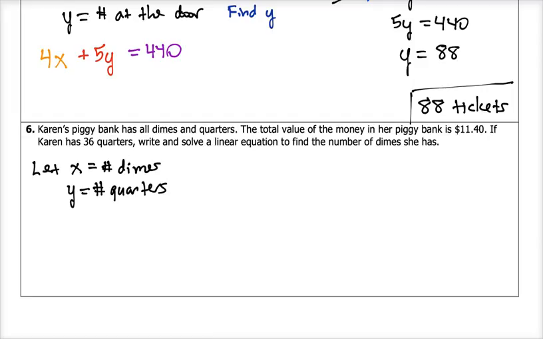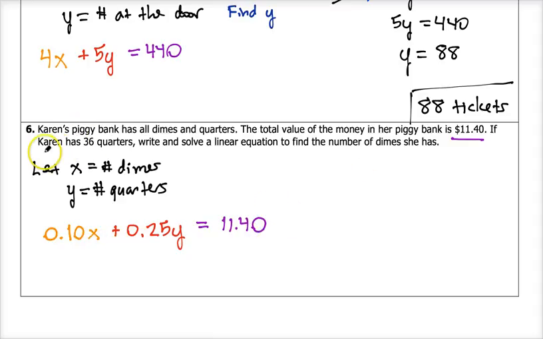Well, you know the value of dimes, you know the value of quarters. You know dimes are 10 cents a piece. So we can say that 0.1, which is how we represent 10 cents in dollars, or 0.10x, would be the total amount of money in dimes. And we can say also that 0.25, which is the amount in dollars of a quarter, times y is the total dollar amount for quarters, since quarters are 25 cents a piece. If you add those two subtotals together, our total in the piggy bank is $11.40. So this is actually our equation here, 0.10x plus 0.25y equals 11.4.